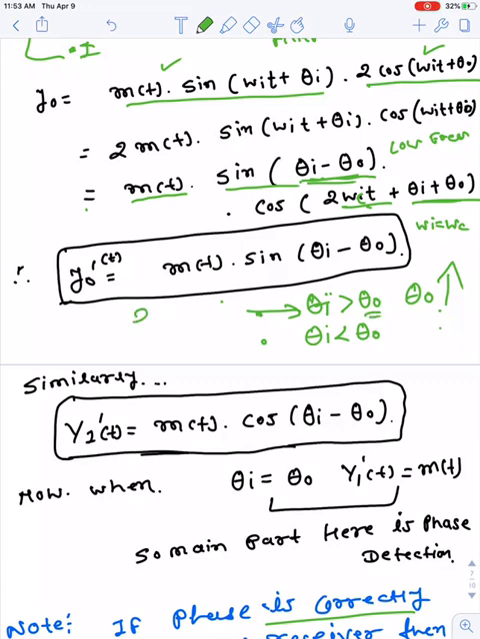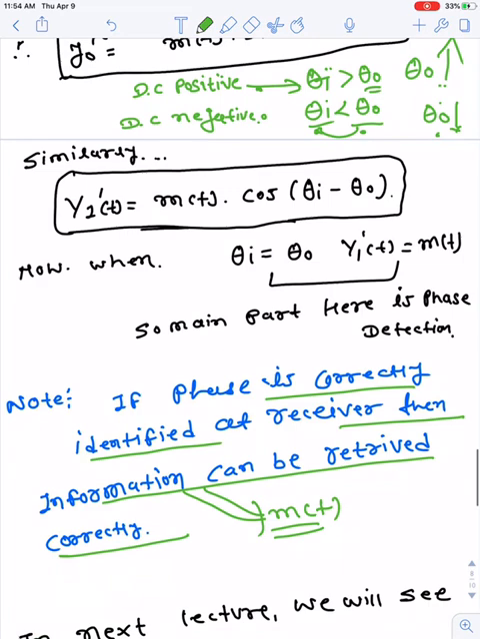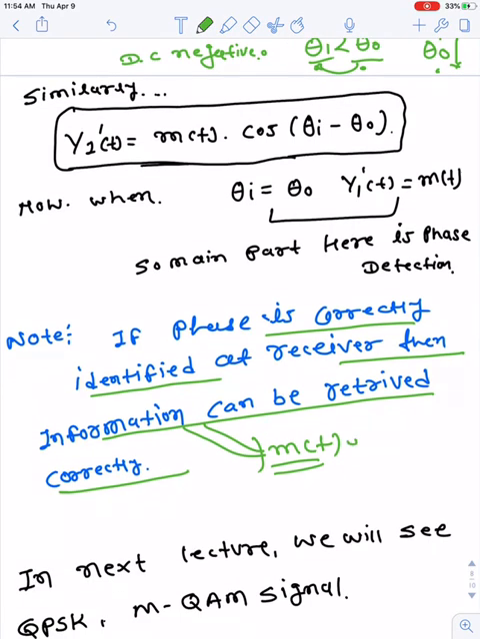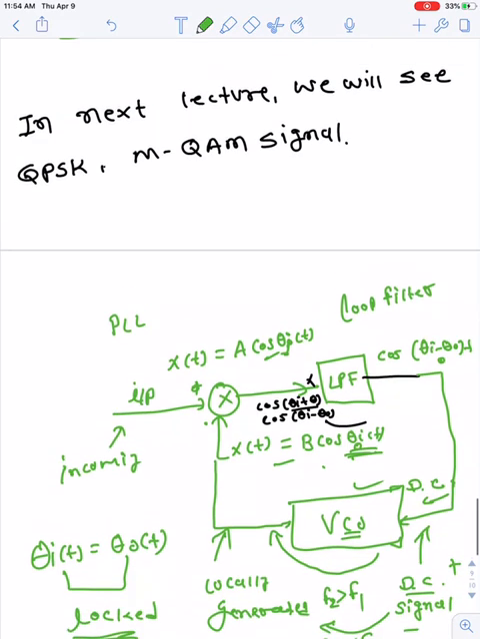Because theta_0 is less, the DC signal is positive, which triggers the VCO to generate a larger phase. And if theta_i is less than theta_0, meaning the incoming phase is smaller than the locally generated phase, then theta_0 should decrease so it can track theta_i. The DC signal generated is negative, which triggers the VCO to decrease theta_0. That way we capture the phase, and once captured it locks and we get the m(t) signal back. This is the case we have to learn.